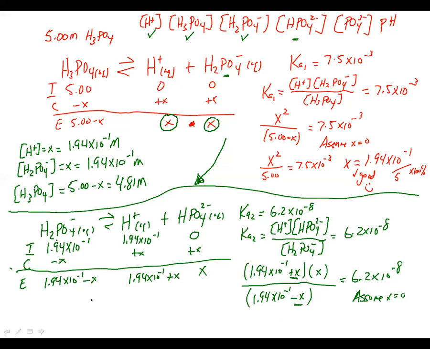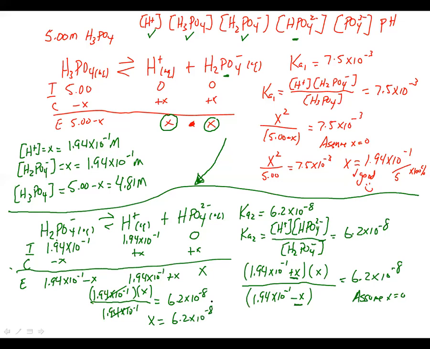And when we do that, that will give us 1.94 times 10 to the minus 1 times x divided by 1.94 times 10 to the minus 1 equals 6.2 times 10 to the minus 8. I think I could do that math. That gives me x is equal to 6.2 times 10 to the minus 8.